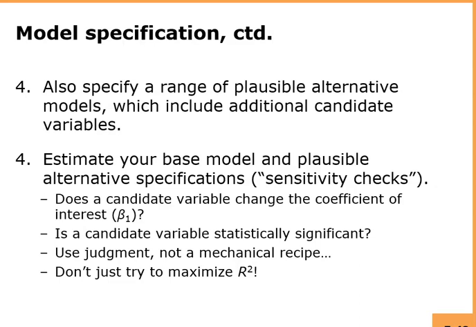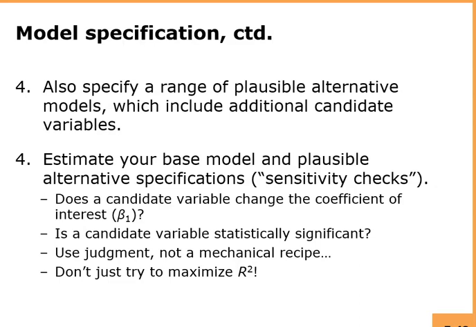So after finding that base model, you can also specify a range of alternative models which include different regressors, additional regressors, and some of those can also be control variables, which once again are correlated or possibly correlated with the error term. So when you do that, you can estimate the regression equation with your base model and with your other models with plausible alternative specifications.